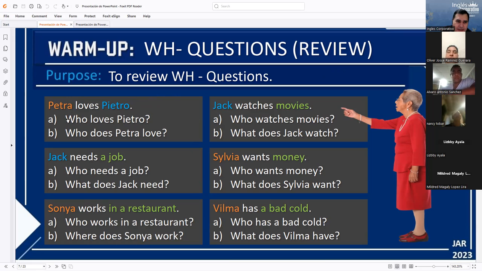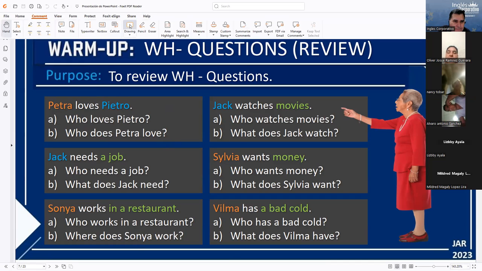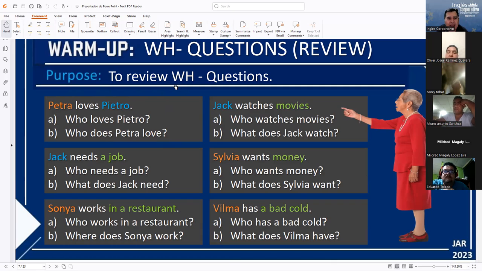Petra does. Right? Who does Petra love? Pietro. Okay. So that would be the idea. Who does Petra love? Pietro. So that would be this question. I'm not going to cover it because I don't want to ruin this, but you are asking about Petra. So we're going to see how this works.